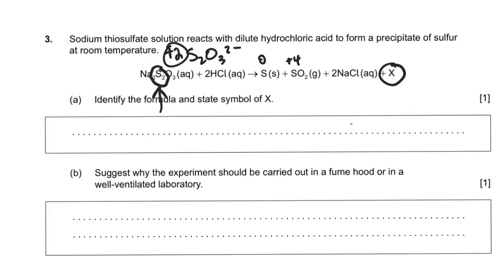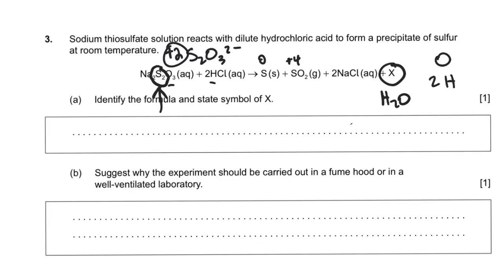Now, in order to figure out what X is, you have to look at what's on the left side. All the elements on the left side have to match up with all the elements on the right side. And if you look, we're only missing 1 oxygen and 2 hydrogens. Now, because the oxidation and reduction has already happened with sulfur, we can assume that the hydrogen is going to stay in the +1 and the oxygen is going to stay in the -2. So therefore, that would make H2O a good candidate for this last compound.